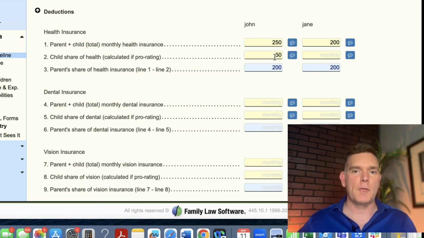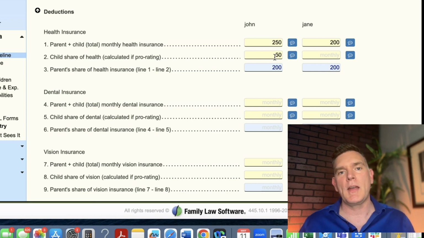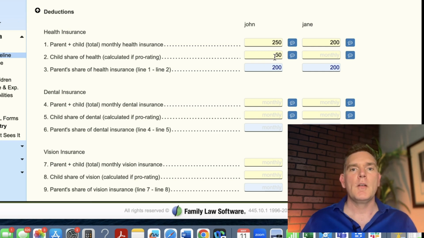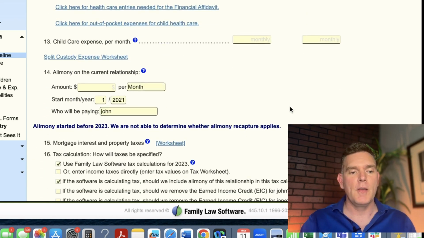If it's not, then you want to request from the other side a copy of the breakdown from their health insurance provider of how much their health insurance costs every month, right? This has got to be accurate. This makes a difference in your calculation, right? Make sure you're getting credit for every dime that you spend for your own health insurance. If you're covering your kid, make sure you're getting credit for every dime you spend on your kid's health insurance. It makes a difference. Okay.